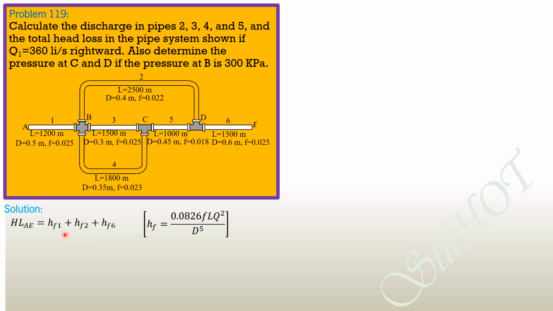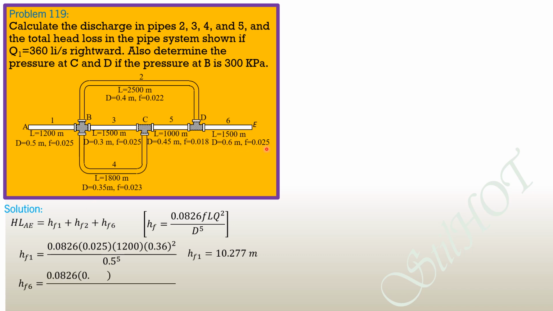So HF1 is 0.0826 times 0.025 times 1200 times 0.36 squared divided by 0.5 to the fifth. The discharge is 0.36. So HF1 is equal to 10.277 meters. HF6 is 0.0826 times 0.025 times length 1500 times 0.36 squared divided by diameter 0.6 to the fifth. So HF6 is equal to 5.1625 meters.